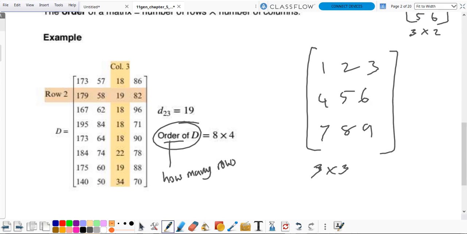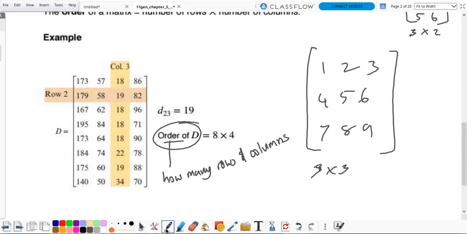Rows and columns. So how many rows and how many columns? Check out the number of rows and columns. So as Elio said before, it's always rows first and then columns second.